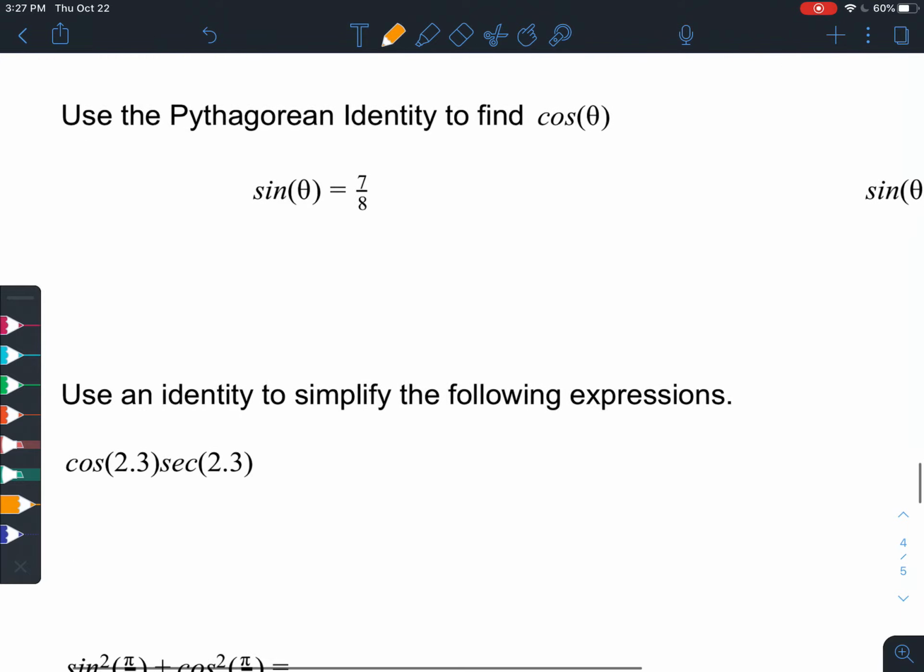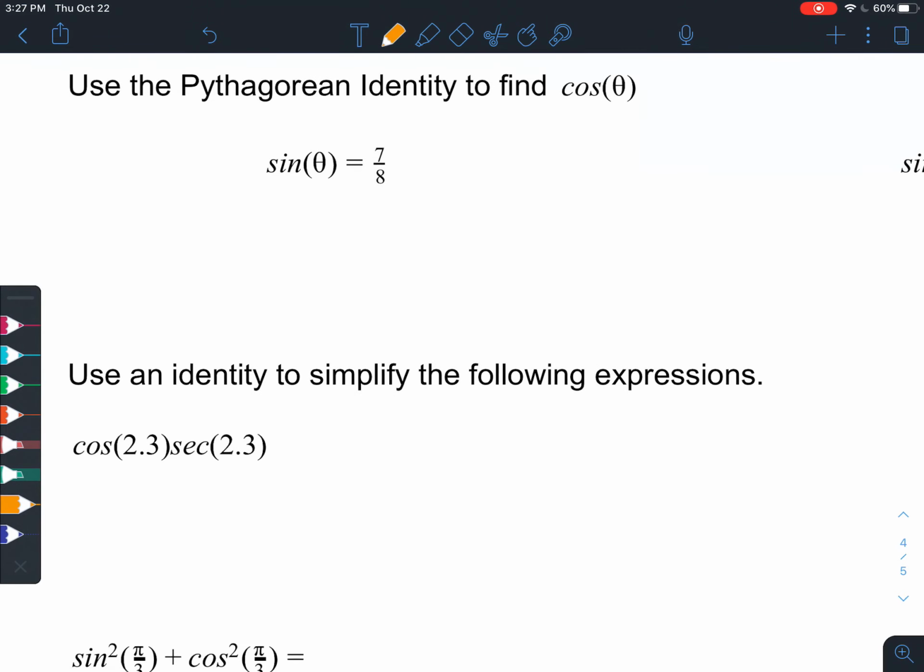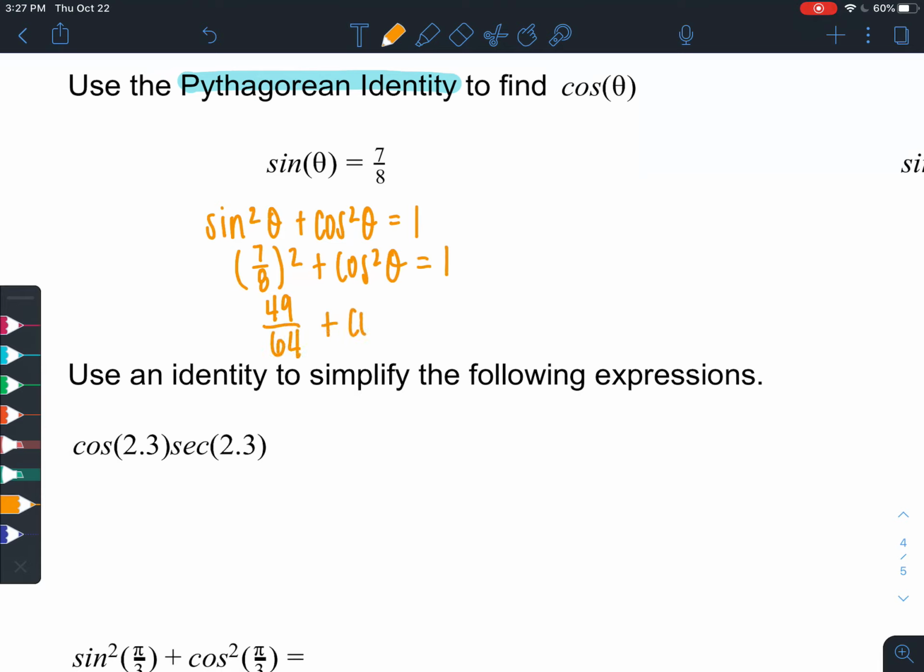All right, so we want to use the Pythagorean identity to solve for cosine of theta. So here I have sine of theta is equal to 7 over 8. We use sine squared theta plus cosine squared theta is equal to 1. That's the Pythagorean identity I'm going to use. So what I have is 7/8 squared plus cosine squared theta is equal to 1. So I'm going to do some math here. I'm going to square both of these. So I have 49 over 64 plus cosine squared theta is equal to 1. Just simplifying here.